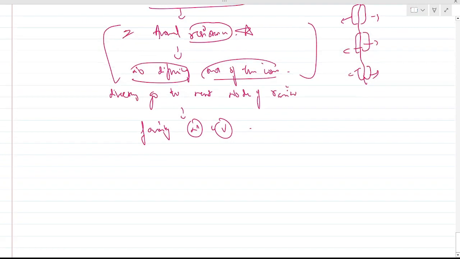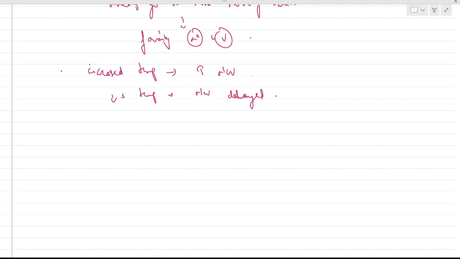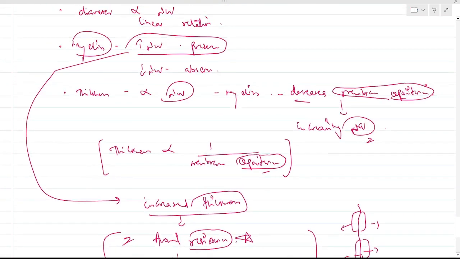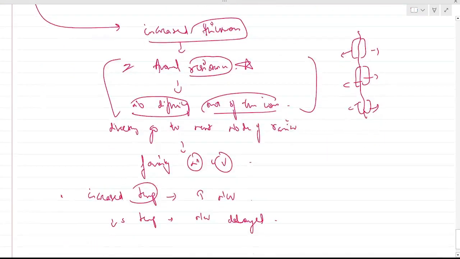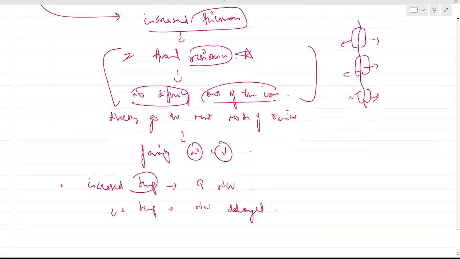The fourth factor here is increased temperature. Increased temperature will increase nerve conduction velocity. Decreased temperature, and nerve conduction velocity is delayed. Yes, these are the four factors: temperature, myelin and thickness, and diameter. Okay. The concept of capacitance and resistance.